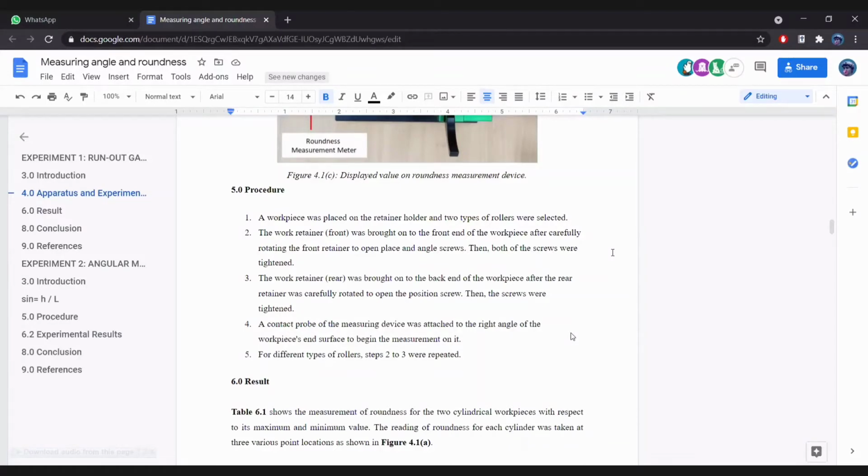Then the screw was also tightened, and the next step is the contact probe of the measuring device was attached at a right angle to the workpiece surface to begin the measurement. For different types of rollers, we just repeat steps 2 to 3.